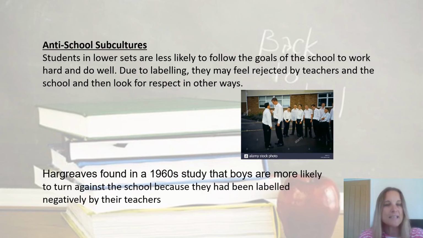And finally, anti-school subcultures. So this is the idea that students in lower sets or in certain groups are less likely to follow the goals of the school. So in other words, they might be a bit rejected by the teachers, they feel how they've been labelled, they might feel rejected by the school, they're not getting respected by being clever and doing well, so they find a different way to gain respect and they form an anti-school subculture, a group within the main group who actually follow almost anti-school rules and anti-school norms.